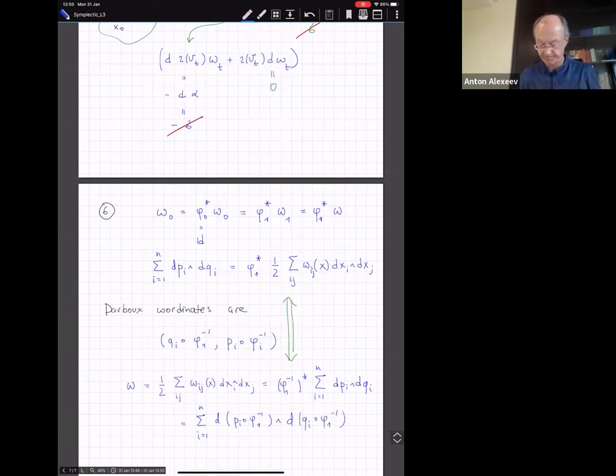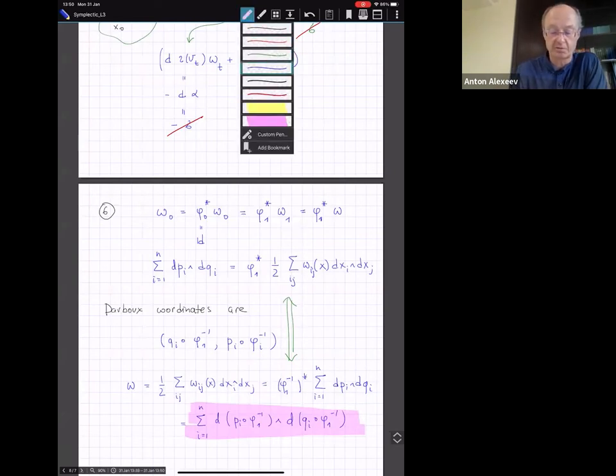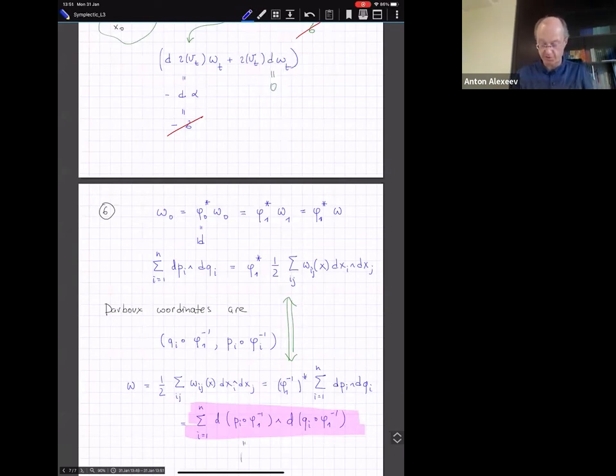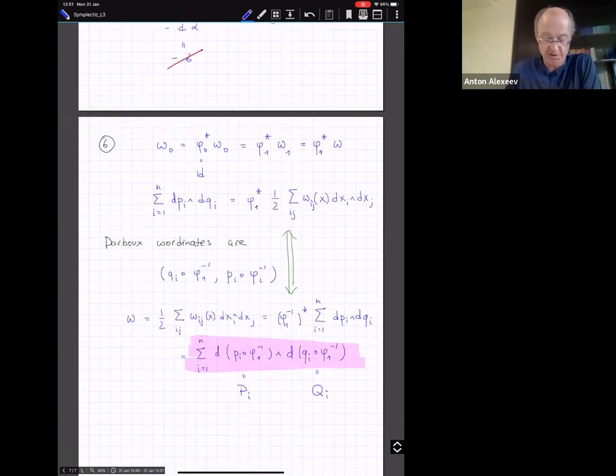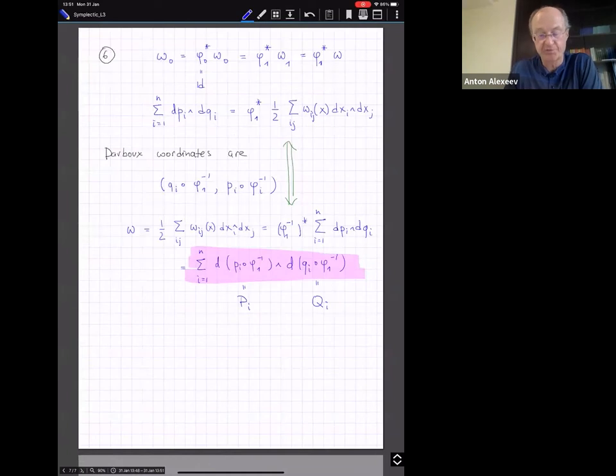So the right hand side is in the form that we want. You can call those coordinates whatever you want, capital Pi and capital Qi. And these are the Darboux coordinates that we were looking for. Of course, as I already said, that's a very, very beautiful result. It's a very nice result.